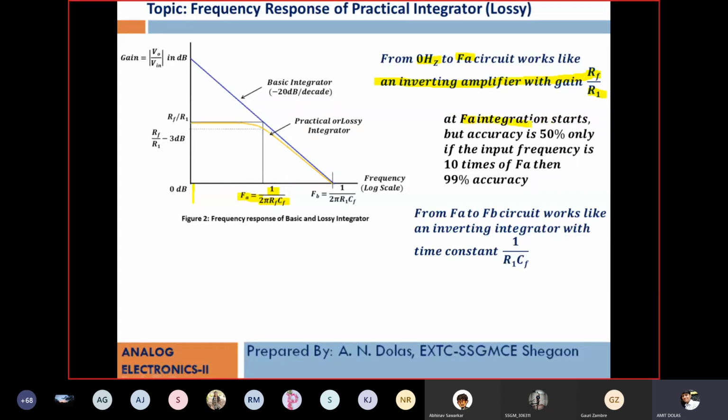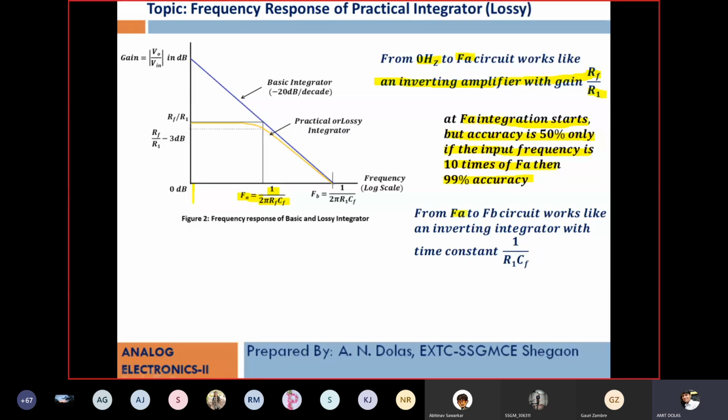Where is integration starting? At the frequency FA, which is of course decided by the components that you have used. But the accuracy of integration is very low. It is 50% only. If the input frequency is 10 times FA, then the accuracy is 99%, near to 100, of course.